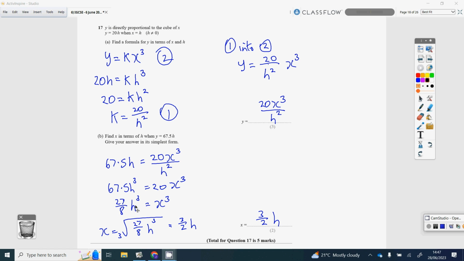And then to undo this cubing, I'm cube rooting both sides. Now the cube root of 27 over 8, again, you can do it on your calculator, but the cube root of 27 is 3, cube root of 8 is 2, so that's 3 over 2. And the cube root of h cubed is just h, okay? So our final answer is 3 over 2 h.